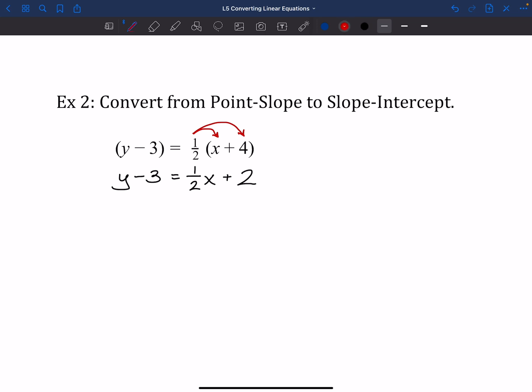After that, we still need to move that number away from the y, so that minus 3 is going to have to go. The way we're going to do that is by adding 3 to both sides.